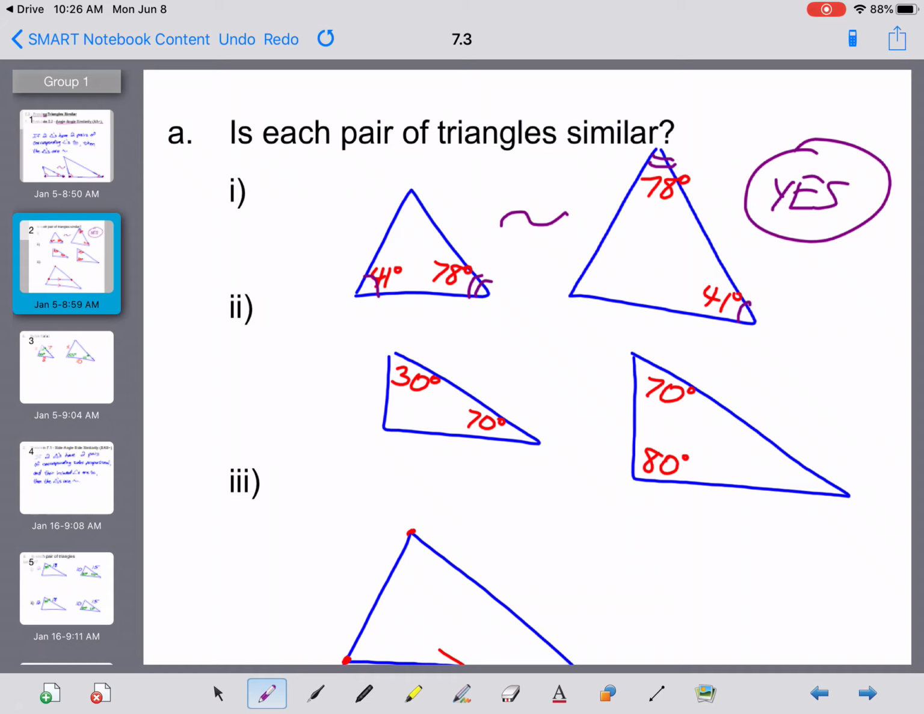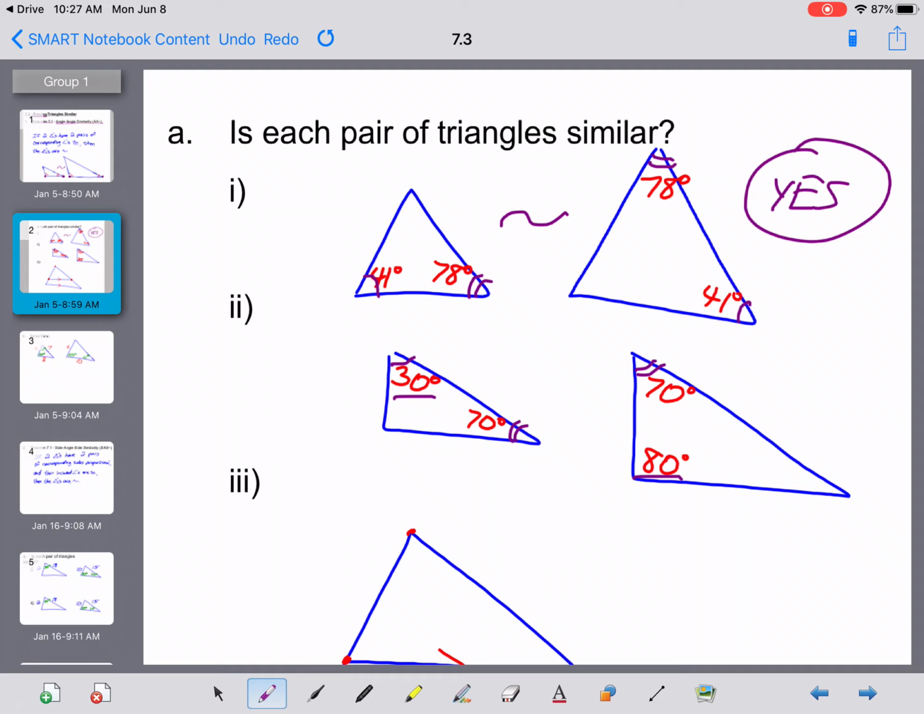Seems really easy. So now when we look at number 2, let's take a look at what we've got. A 30-degree angle and a 70-degree angle. So I'll do one tick mark here and two tick marks here. And as we look at the second triangle, it doesn't look like it works out the way that the first one did. Our first triangle had 30 and 70. Our second one has 70 and 80. So the 70-degree angles are congruent. I can put a double tick mark here, but this 30 is not congruent to that 80.